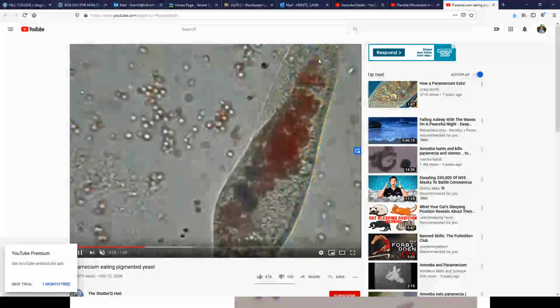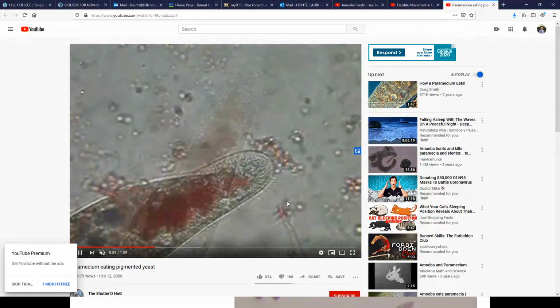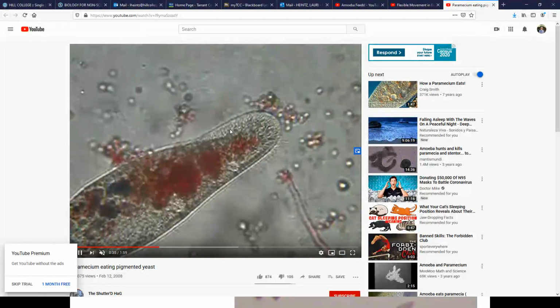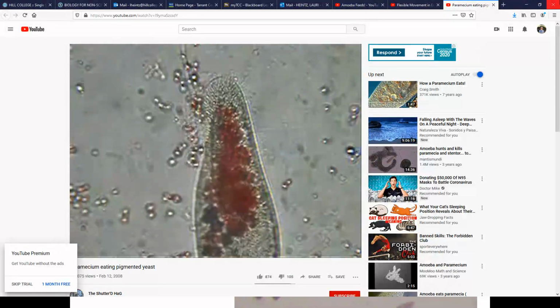So you can see the cilia better with this microscope, these little fuzzy halo looking things around the outside. They beat that to move water over the surface, and then whatever's floating around in that water, they can eat that. And so in this case, he's eating yeast.